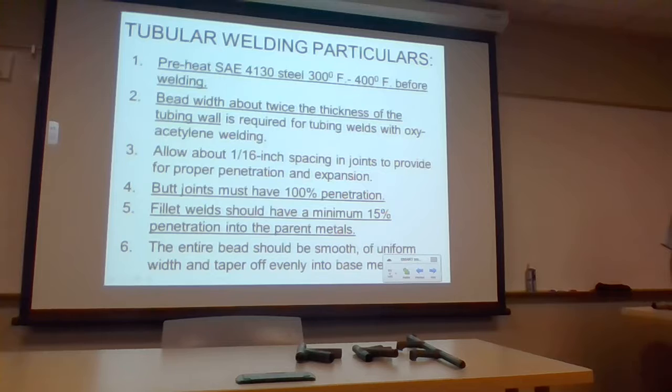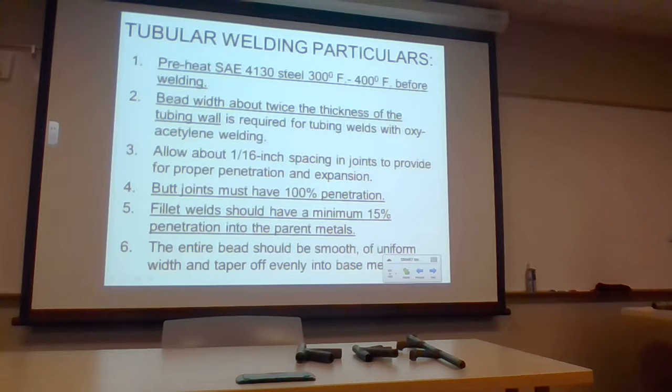In flat stock, we're looking for a bead width that's about 3 to 5 times the material thickness. But in the case of tubing, what Cessna considers acceptable for their welded aircraft is 2 times the thickness of the wall of the tubing.